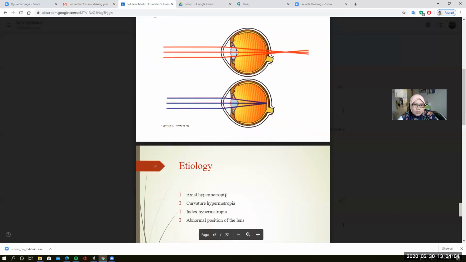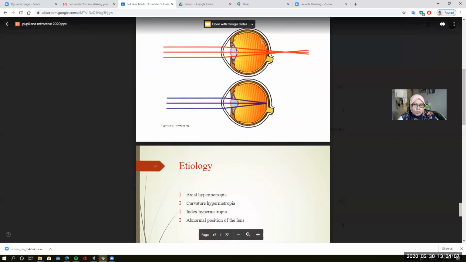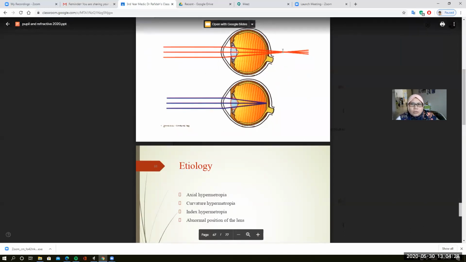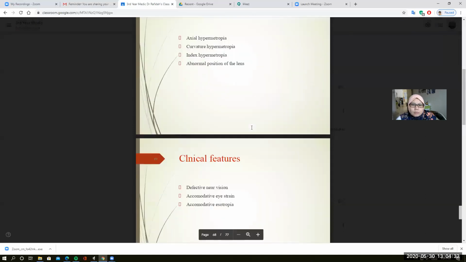Okay, so axial hypermetropia refers to the short eyeball. Curvature hypermetropia is because of the flat cornea. Index hypermetropia refers to the lens, which is very thin, and abnormal position of the lens. This is probably because of spontaneous dislocation, posterior dislocation, or even because of trauma. Okay, so you see the focus is here, it should be here, right?